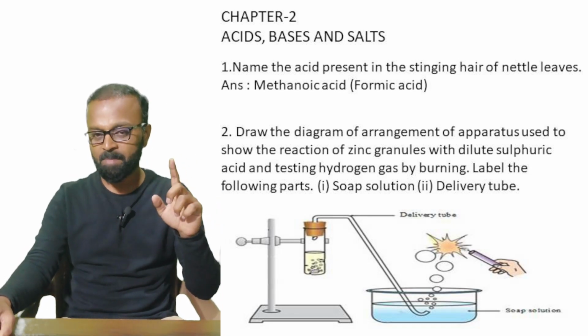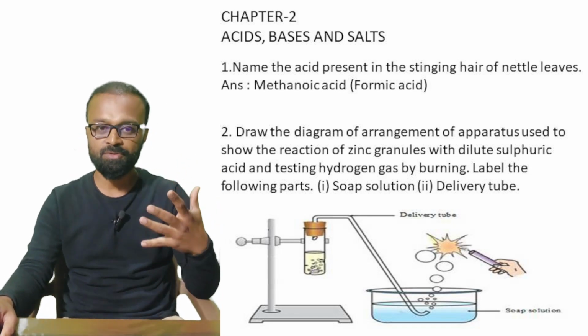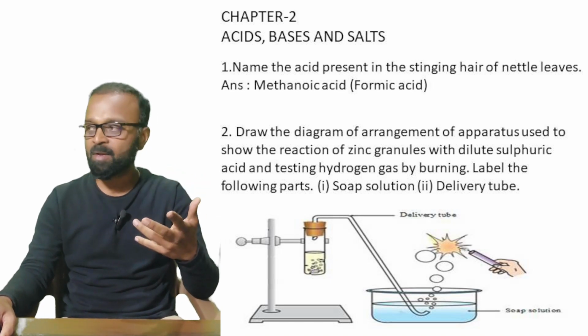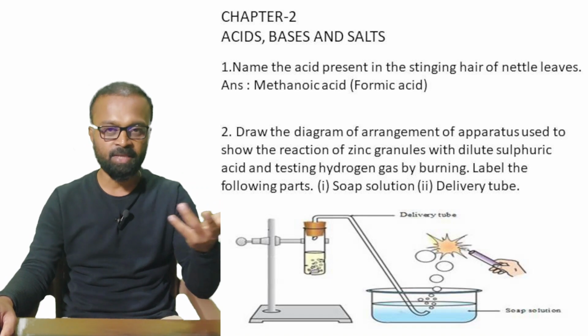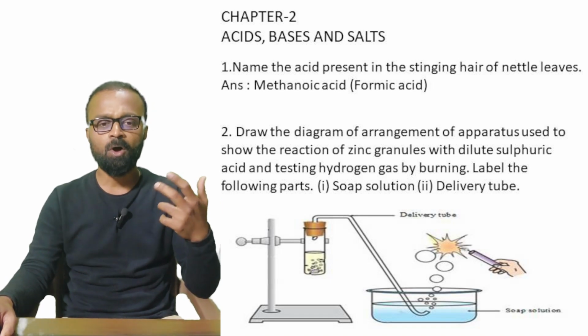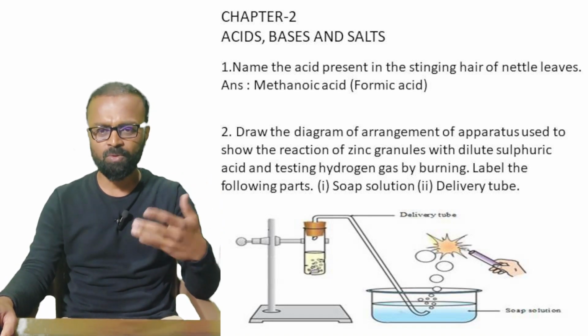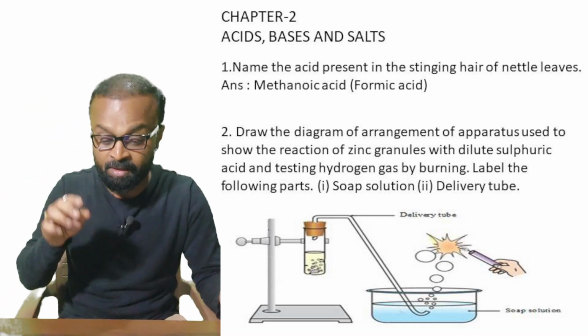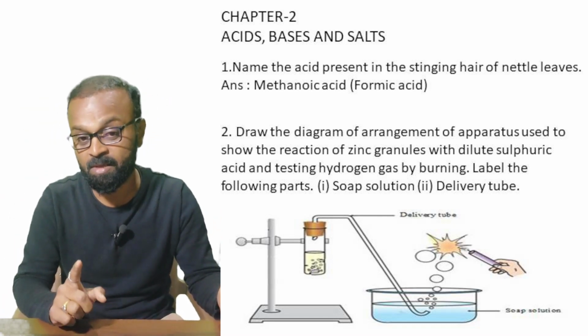So many times they ask, that is methanoic acid, or generally called formic acid. Or they might ask which acid is present in curd, that would be lactic acid, or in tamarind, tartaric acid. Some 4 or 5 examples are there. Just go across, any one of them might come. And next question, be careful.